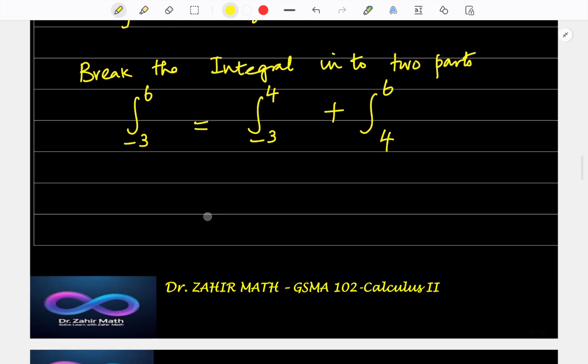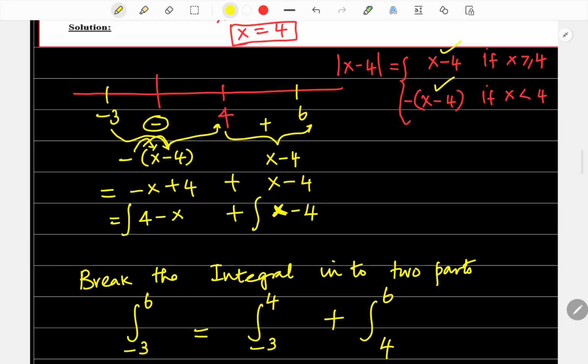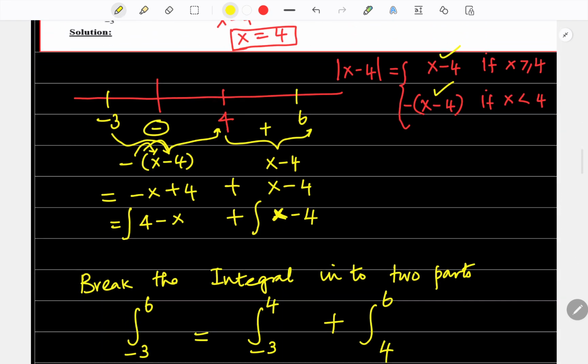So what we will do? We will start. This equals the integral from minus 3 to 6 of absolute value x minus 4 dx, which equals the integral from minus 3 to 4. The integral from minus 3 to 4, what is it? The first one, 4 minus x. So this is 4 minus x dx, plus the integral from 4 to 6. This one is 4 to 6 and this one is minus 3 to 4.